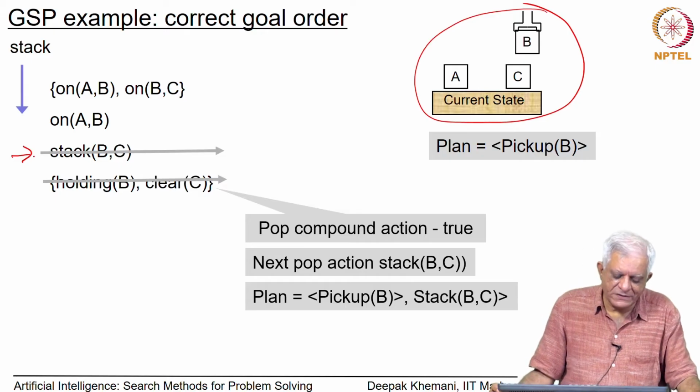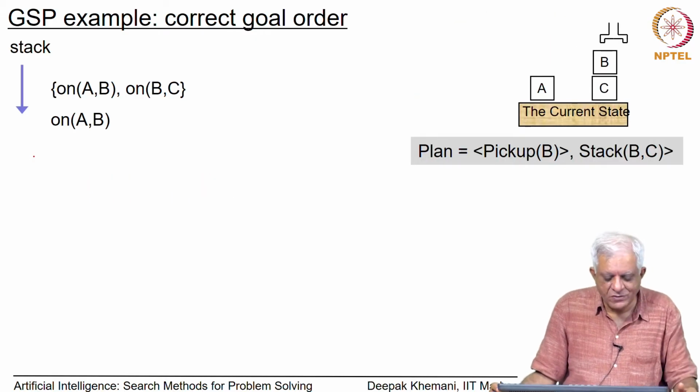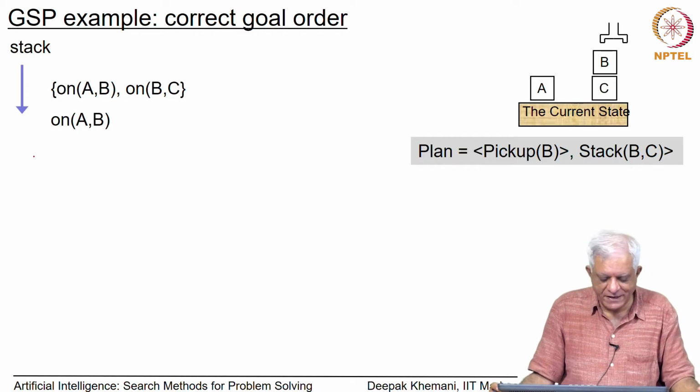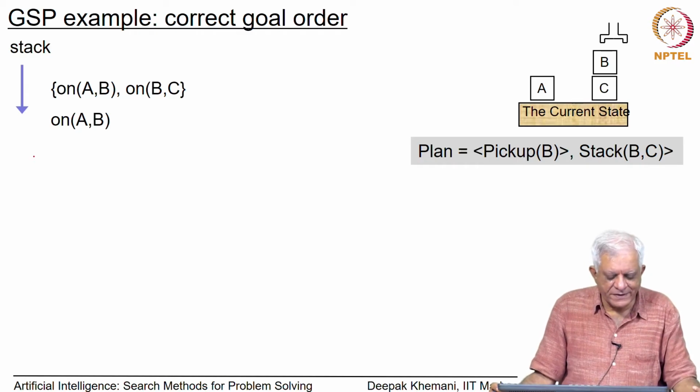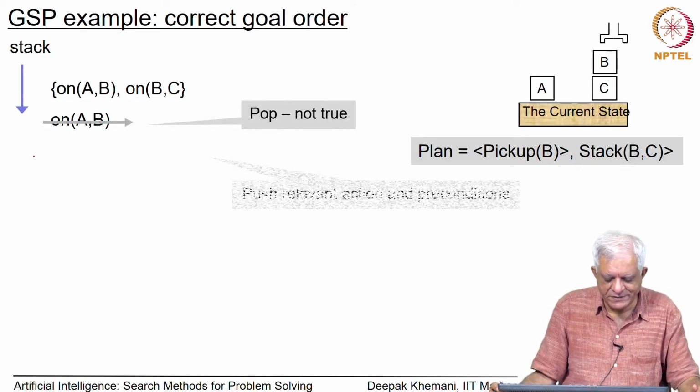The algorithm will now shift its attention to this other goal, which is on A B. So, it will pop on A B. This is how the stack looks after you have popped the second action, stack B C. Only one goal remains, which is on A B, and the algorithm now proceeds to address that. It pops that goal from the stack; it is not true.